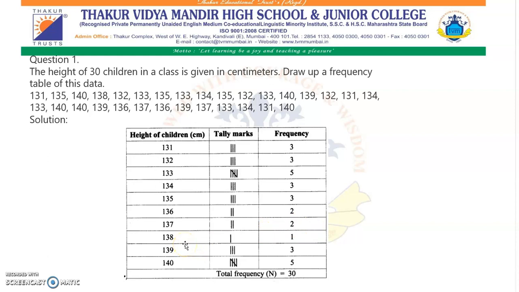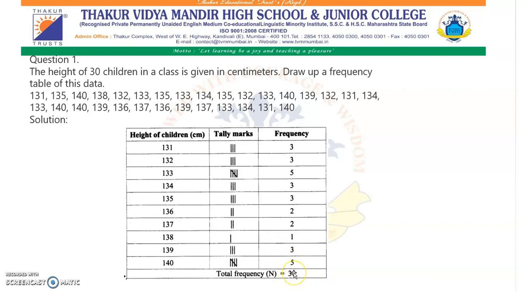138 occurs only 1 time, so 1 vertical line and frequency is 1. 139 occurs 3 times, so the frequency is 3. 140 occurs 5 times, so 4 vertical lines, and the fifth one is from left to right. We have to put a cross. Frequency is 5 and total frequency we get 30.